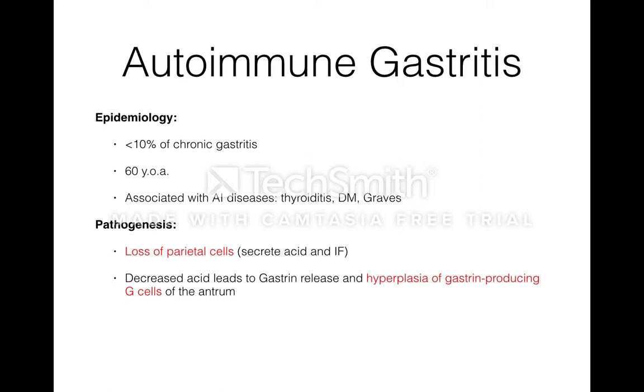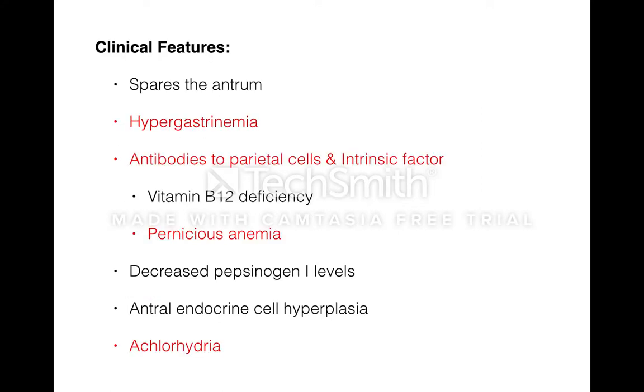Remember that intrinsic factor is needed for B12 to be absorbed, so loss of intrinsic factor leads to B12 deficiency and a pernicious anemia. Chief cells are also lost, leading to decreased pepsinogen 1 levels. On gross examination of the stomach, you can observe diffuse damage to the mucosa of the body and fundus where oxyntic or acid-producing cells are located. You can also see diffuse atrophy with loss of rugal folds.